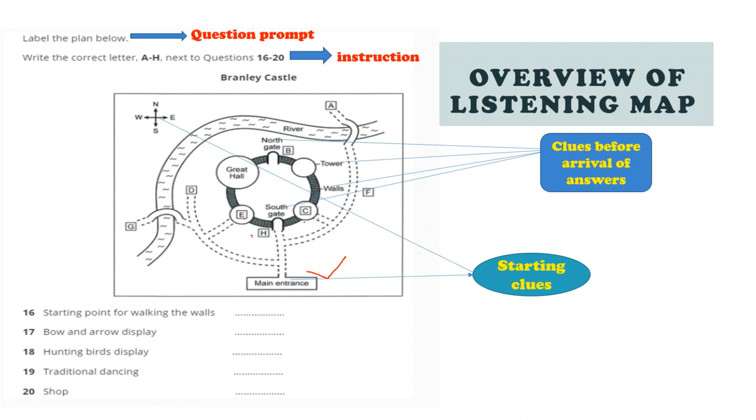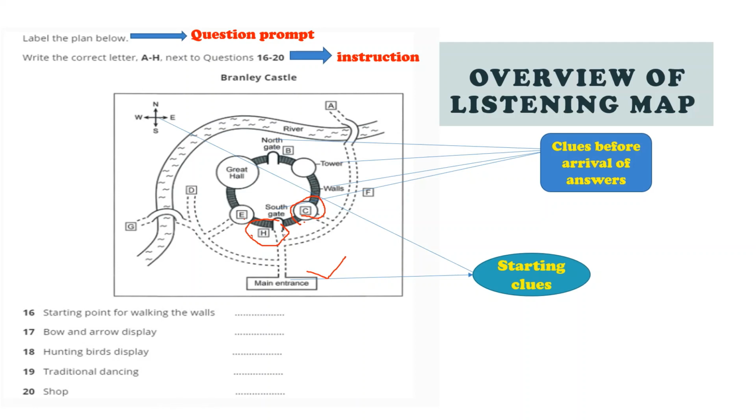So when you are at the main entrance, and the recording says from the main entrance, if you go straight, at the south gate you will find, you know that, okay, from the main entrance I have to go to the south gate. So either I'll be listening to H or I'll be listening to C. So this gives a kickstart. If you know where to begin on the map, it will give you a kickstart as to which answer you are going to hear first, which direction you are going to start listening from.